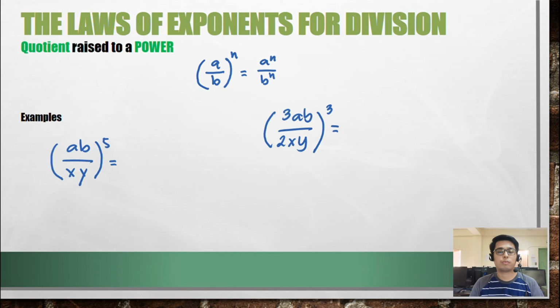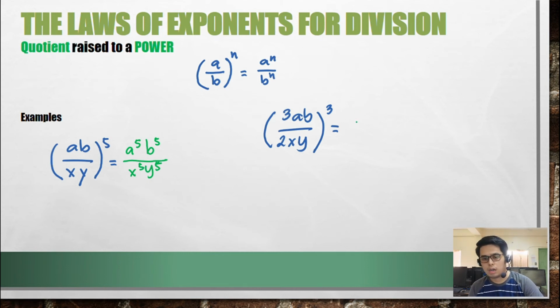Okay, further example. So, representation ng law natin, quotient raised to a power, ay ito. So, nilidistribute lang natin yung exponent sa labas ng parentheses dun sa numerator and denominator. So, two examples lang tayo. So, we have quantity AB over XY, quantity raised to 5. Okay? So, numerator muna tayo. So, A ay maging A to the 5th and B to the 5th over X to the 5th, Y to the 5th. Ganun lang. Kasi multiply lang natin sa 1 yung exponent.